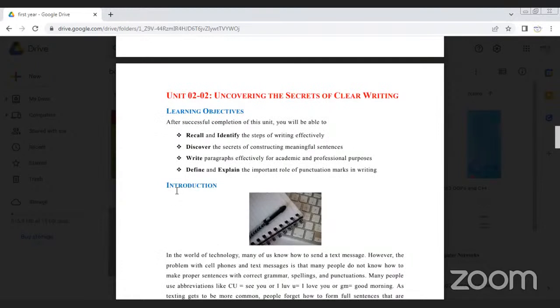Now we are going to learn 2.2, uncovering the secrets of clear writing, how to write clearly. In this unit we will study how to write clearly. After successful completion of this unit, you will be able to recall and identify the steps of writing effectively, how to write effectively. Then discover the secrets of constructing meaningful sentences. Then write paragraphs effectively for academic and professional purposes. Then define and explain the important role of punctuation marks in writing, how to punctuate in the sentence.